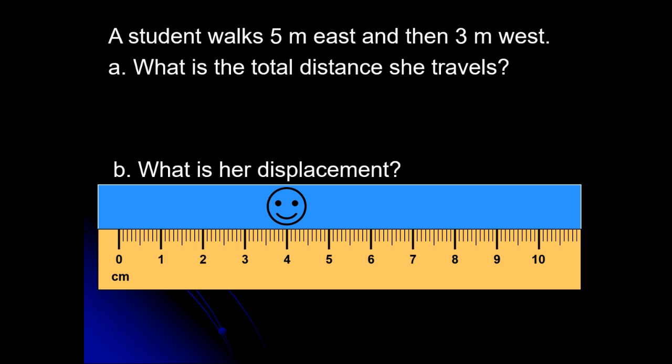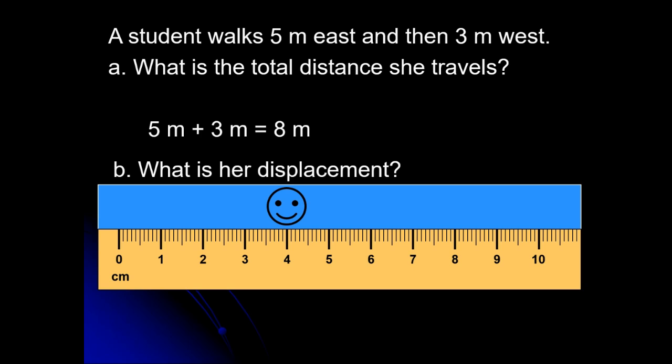So you try one. Pause the video and determine the distance traveled and the displacement of a girl who walks 5 meters to the east and then 3 meters to the west. So how far does she travel in total? She goes 5 meters to the east and then another 3 meters when she turns around and comes back to the west. So her total distance that she travels is 8 meters.